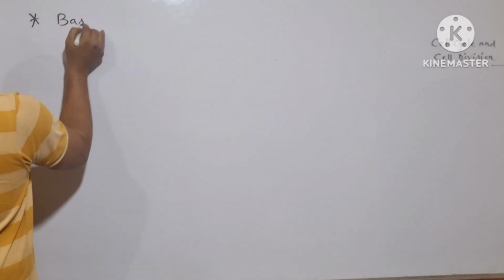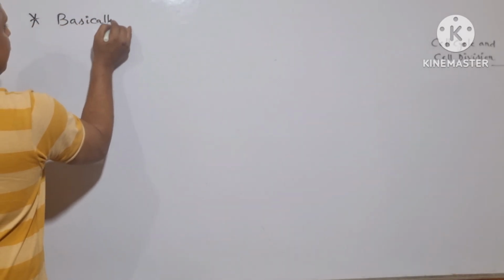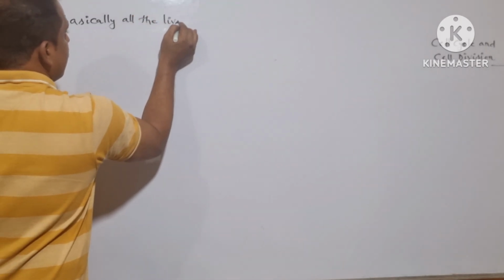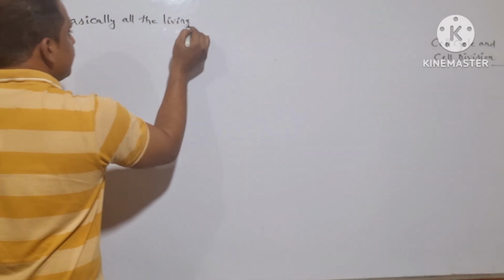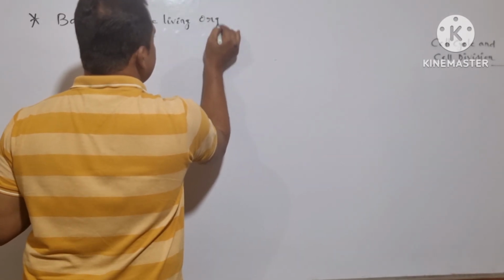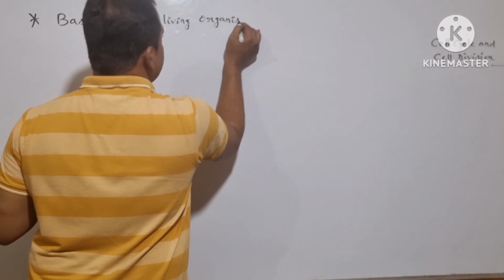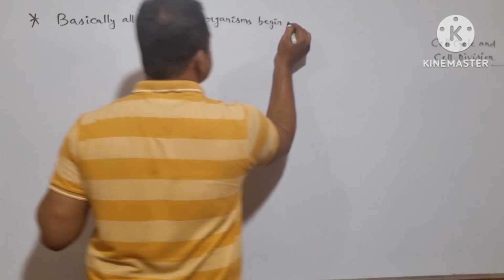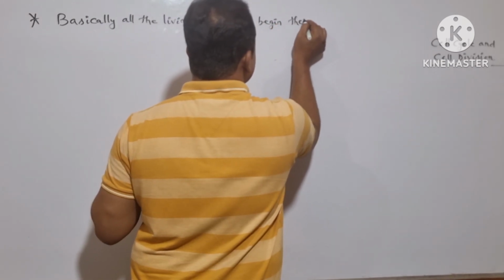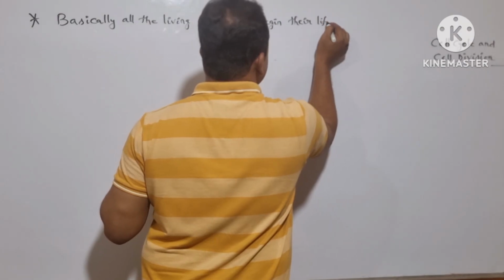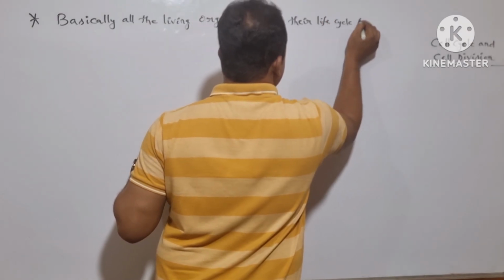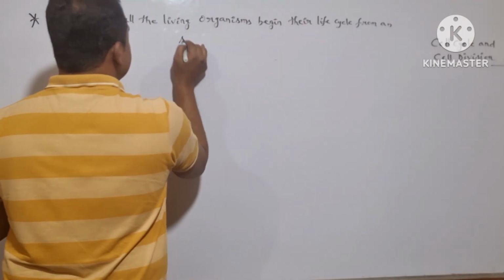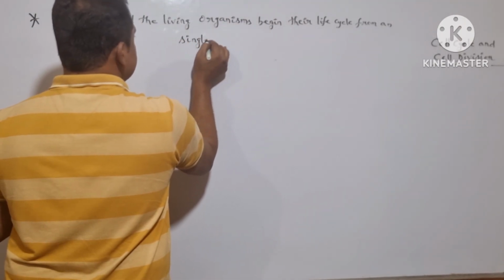Basically, all the living organisms begin their life cycle from a single cell stage, right?